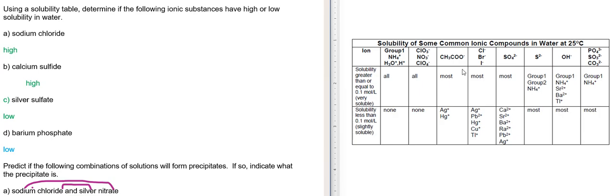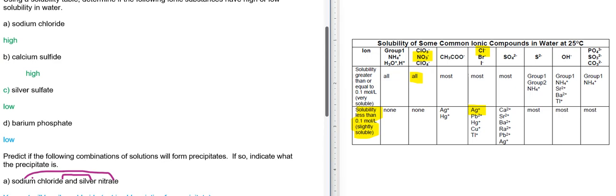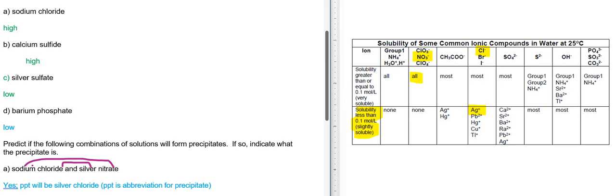So sodium with nitrate, we find our nitrate column, and we see they are all soluble, so that one would not cause a precipitate because it would have high solubility. Whereas silver and chloride, well, we find chloride and we find silver, and it is one of our exceptions, not the most, so that one has low solubility. So we would expect that, yes, we end up with a reaction because the silver chloride will precipitate.